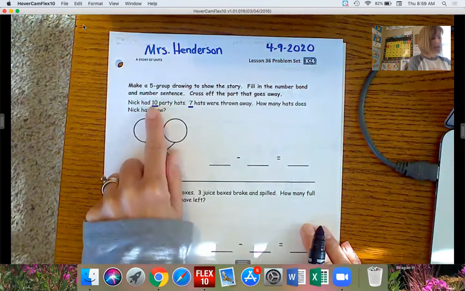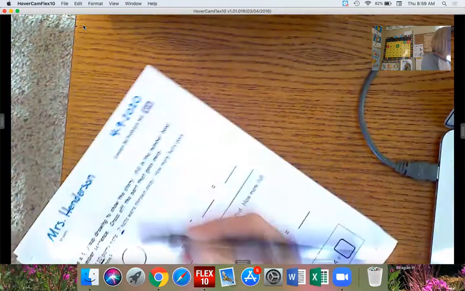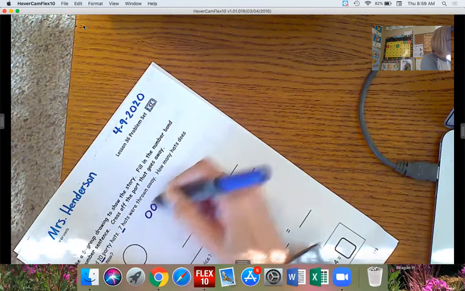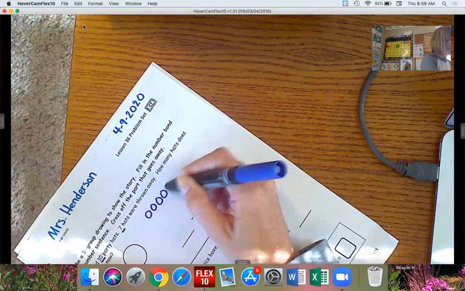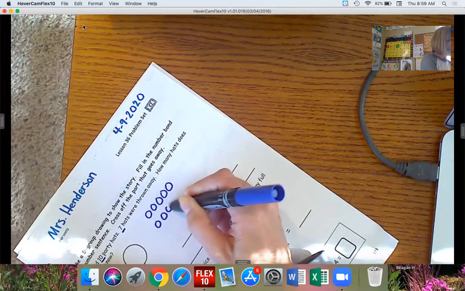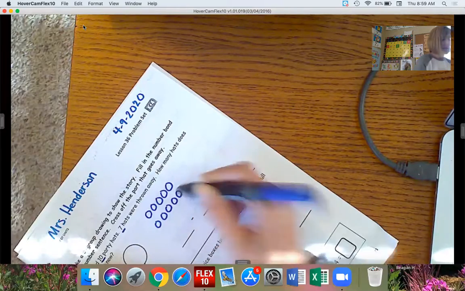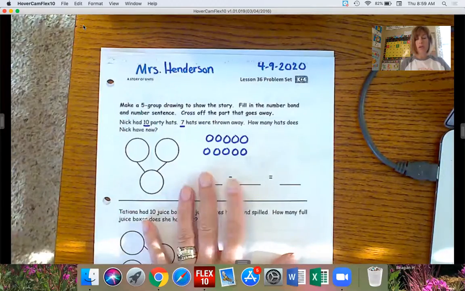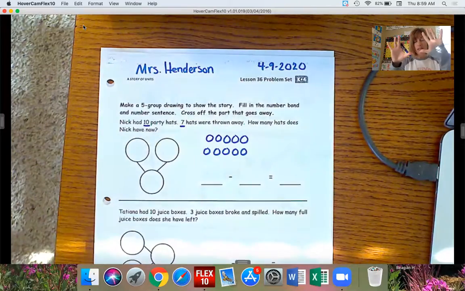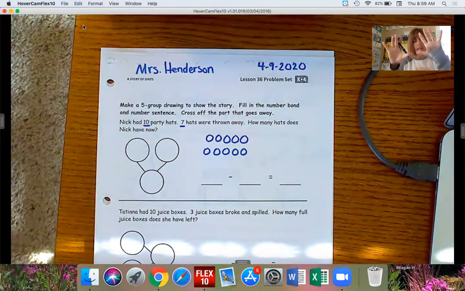Well, to begin with, we need to show our 10. So we're going to do that in a 5 group. So I'm just going to do 5 circles. 1, count with me, kids. 1, 2, 3, 4, 5. Then I'm going to go down below. 6, 7, 8, 9, 10. If we always organize our work in 5 groups, then we know 2 sets of 5 automatically. 2 sets of 5 is 10.